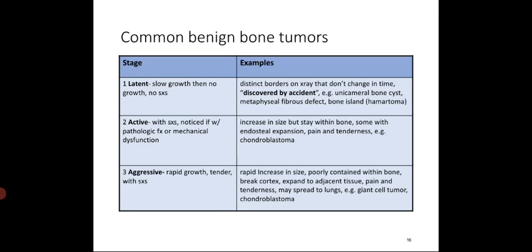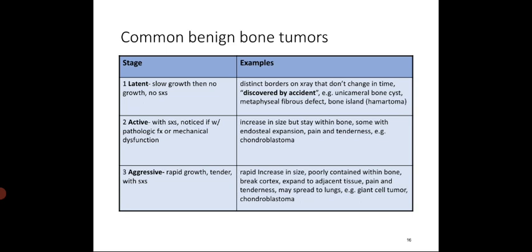So these are the common benign bone tumors. We have the latent tumor, which is discovered by accident. We have the active tumor, which is usually noted with a pathologic fracture or some mechanical dysfunction. And you also have the aggressive tumors, which are rapidly growing and with signs and symptoms. On radiographs, you would usually see a cortical break as well as soft tissue masses in aggressive types of tumor.